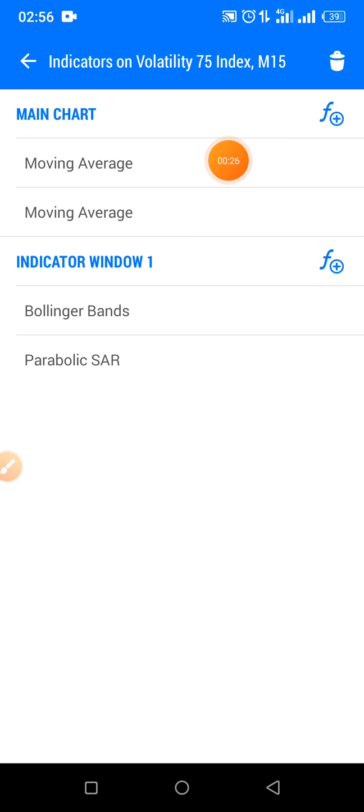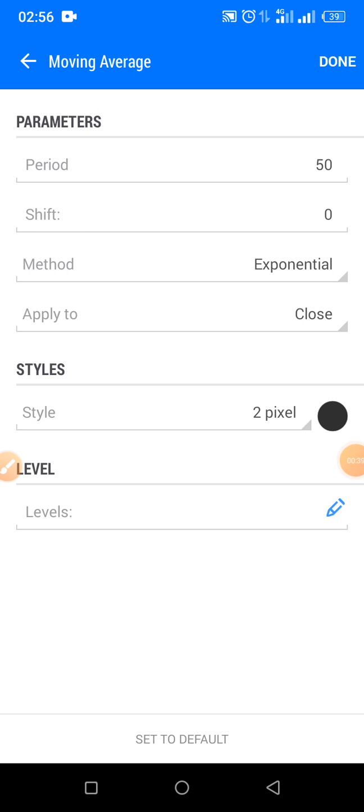Okay, so on the main chart here we have these two moving averages, and then on the indicator window we've got the Bollinger Bands and the Parabolic SAR. So let me show you the settings. The first moving average on the main chart is period 50, shift 0, method exponential, apply to close. Then this is the black one on my chart.